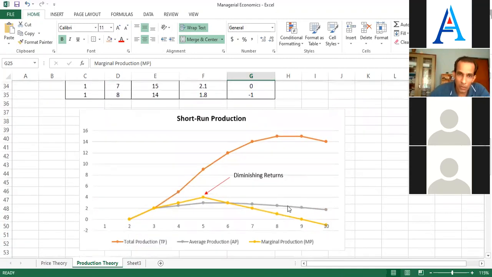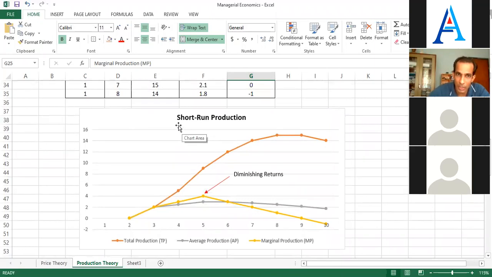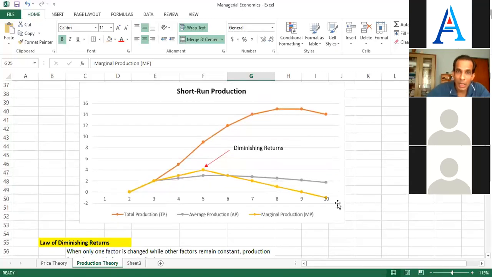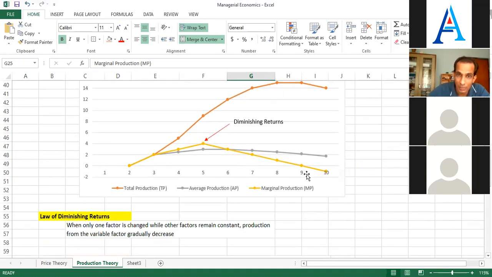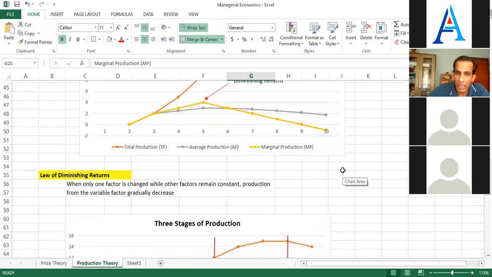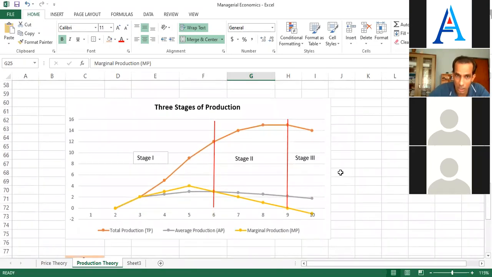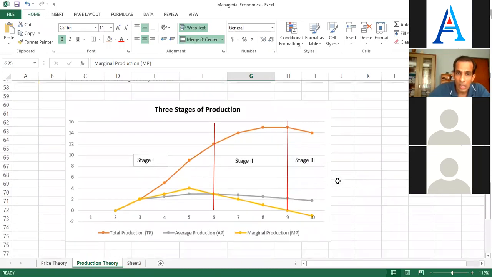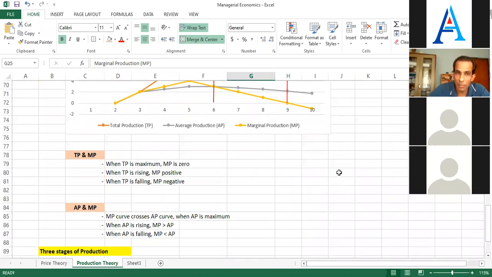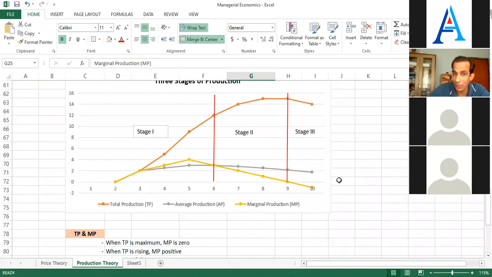When we draw a graph based on these production values, we get three curves like this: total production, marginal production, and average production. As we can see, marginal production starts to decrease first. That is where the diminishing return starts. Based on these production curves, we can identify 3 stages of production. To identify these stages, we have to use 2 important relationships among these production curves.